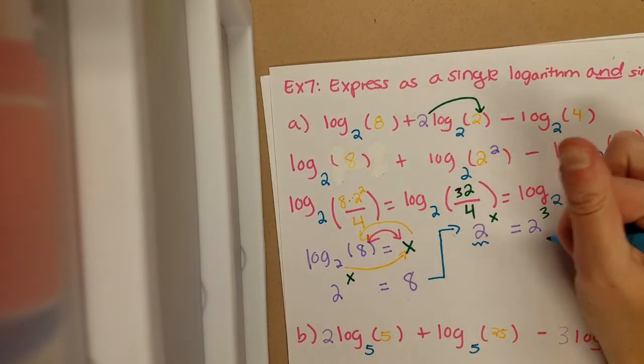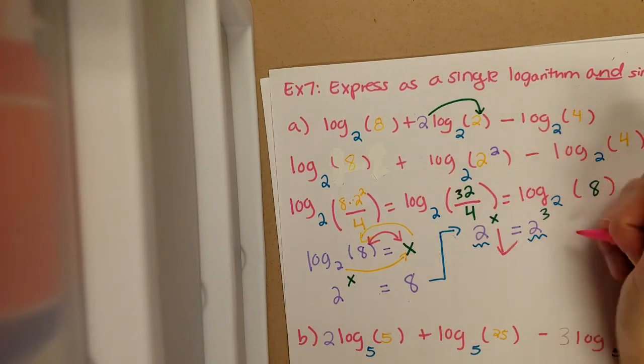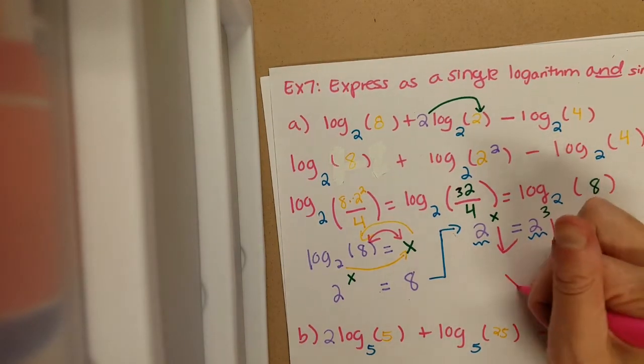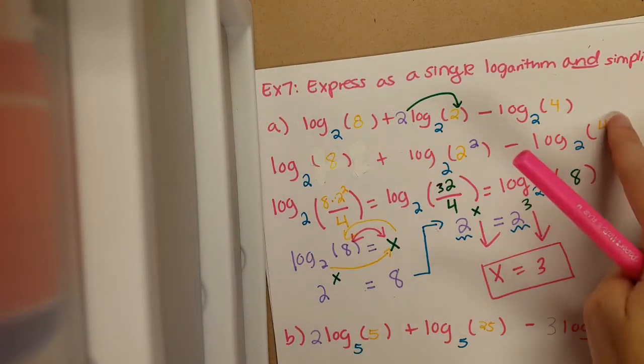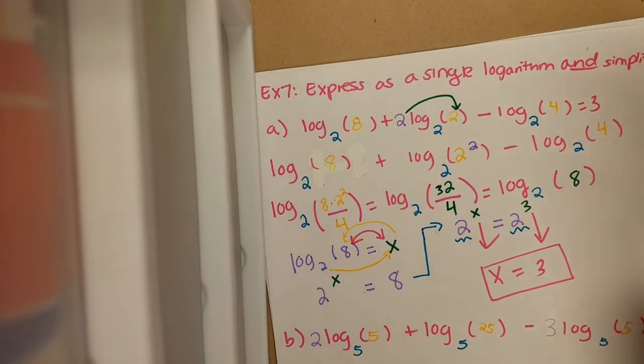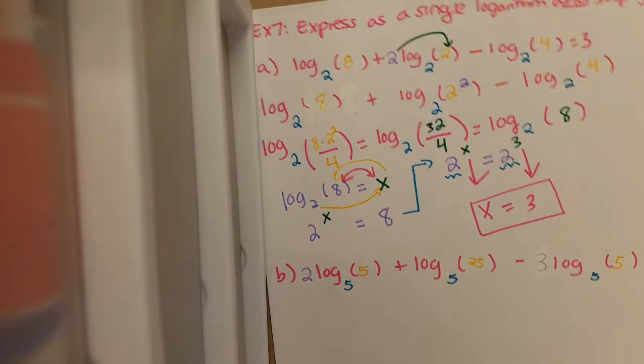We have a 2 on both sides. So guess what? For my final answer, I can drop down those exponents and set x equal to 3. So that's my final answer. All that just secretly equals 3. So cool. Alright, so part B is pretty much the same as part A.